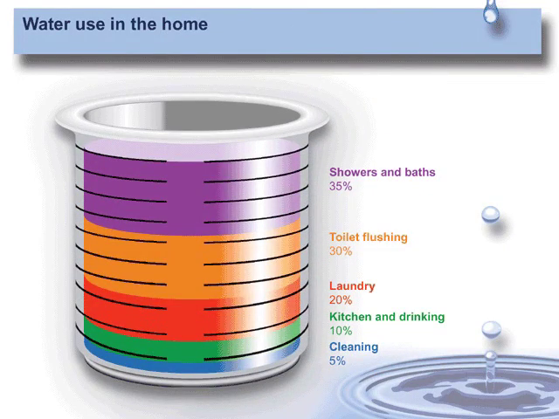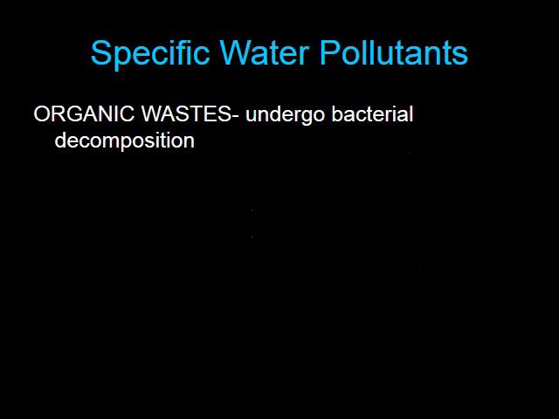Okay, this illustration shows how we use water at home. So 35% is used for showers and bath, 30% for toilet flushing, 20% for laundry, 10% for kitchen and drinking, and 5% for cleaning. So what can we learn here? Take note that toilet flushing is 30% of our water usage. So it shows that we are wasting 30% of clean water for toilet flushing, where in fact we can get that from the laundry and from the showers and bath.